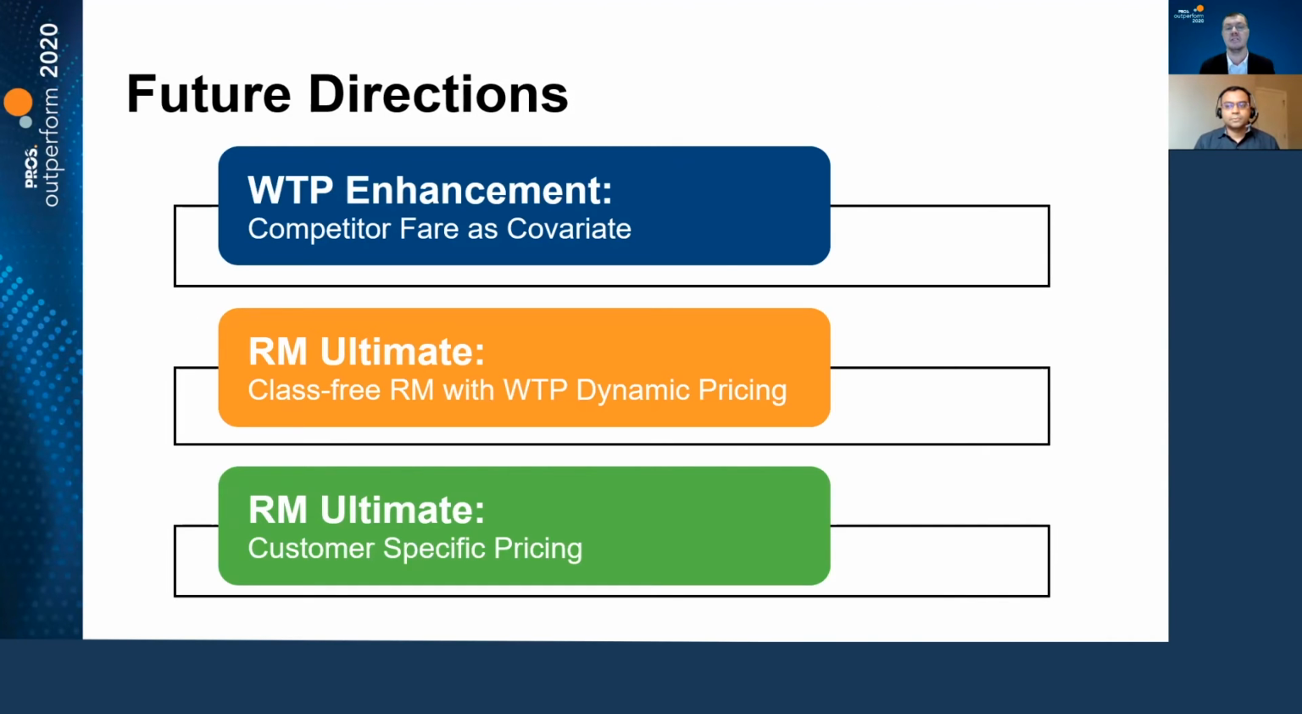In terms of future directions, we want to enhance the willingness to pay forecasting and optimization process. Ravi is going to talk about one way we're looking to further enhance this, which is the use of competitive fares. But we also look forward, in terms of our RM Ultimate Edition, where we go fully towards that continuous pricing model with class-free revenue management and incorporating the willingness to pay models into the dynamic pricing decision itself. As well as providing even more granularity to the pricing decisions with some customer-specific pricing, allowing airlines to tailor more of that pricing at the time of request.